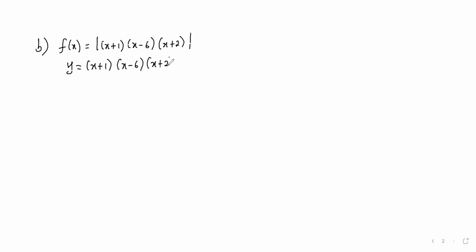Let's do B. f of x is equal to (x plus 1)(x minus 6)(x plus 2). Again, y equal to (x plus 1)(x minus 6)(x plus 2). Then we find x-intercepts.